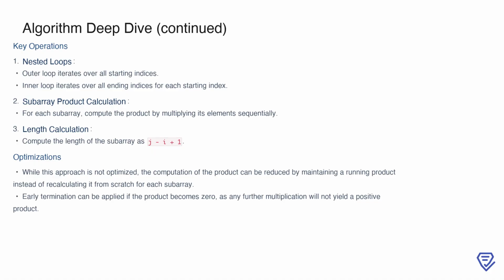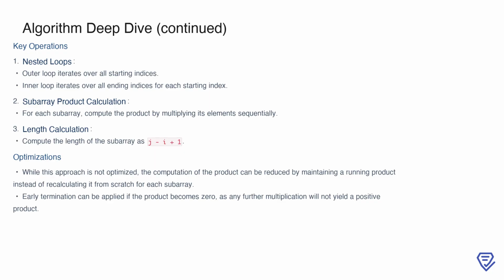First, the nested loops systematically iterate over all possible starting and ending indices of subarrays. Second, for each subarray, the product is calculated by sequentially multiplying its elements. Finally, the length of each subarray is computed as j-i+1. While the approach is not optimized, there are potential improvements that can be made.